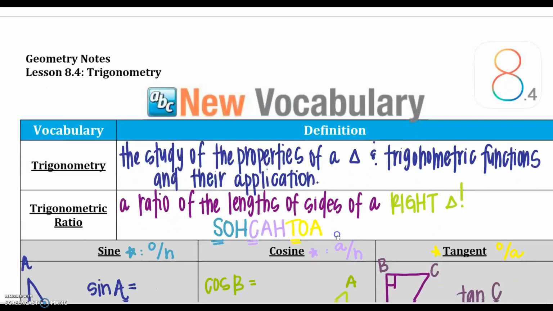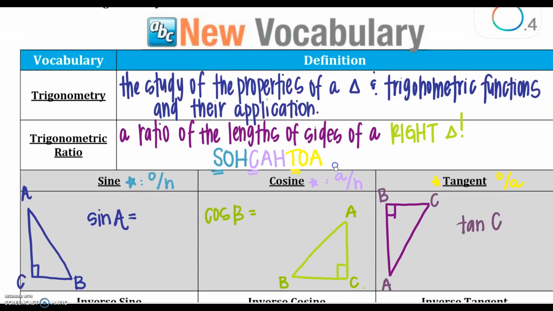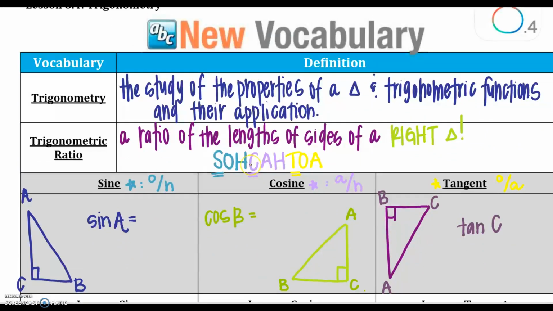So what do all these things stand for? I would suggest whenever you're doing these things, write that on the top of your paper. That can only help you through these problems. It will not hurt.